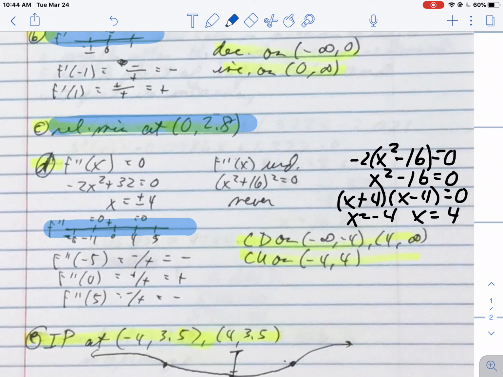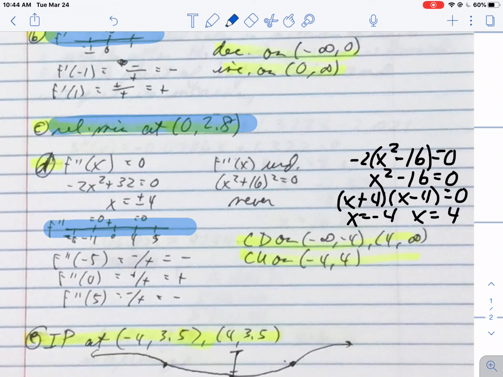You get a positive second derivative. And I plugged in 5 into that third interval to the right of 4, and you get, again, a negative value. So where that second derivative is negative, we're concave down, which would be on the interval from -infinity to -4 and on the interval from 4 to infinity. And then we're concave up on the interval from -4 to 4, which is where that second derivative is positive.